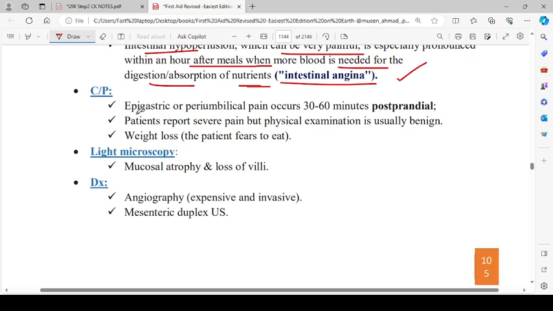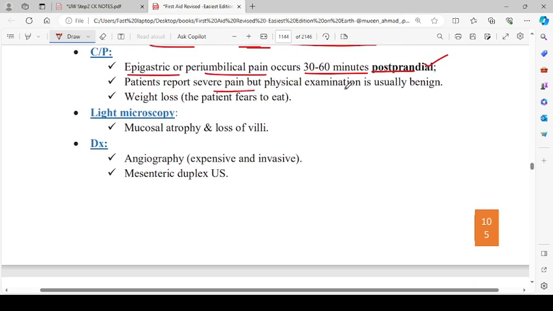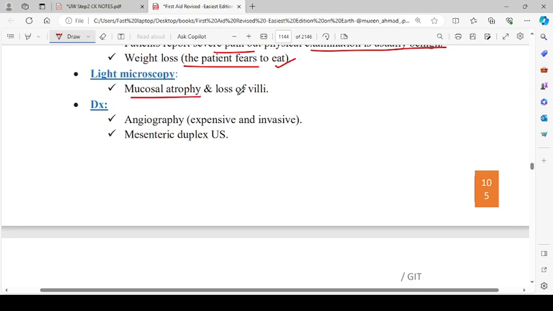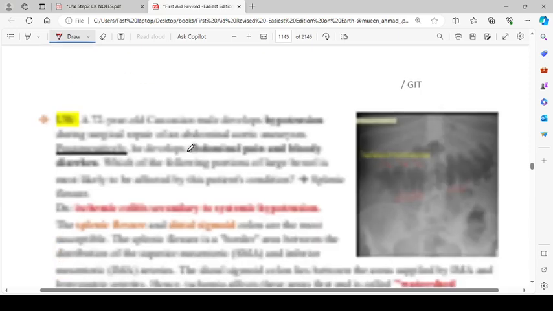The clinical presentation is epigastric or periumbilical pain that occurs 30 to 60 minutes postprandial. Patients report severe pain, but physical examination is usually benign. Weight loss, the patient fears to eat. Light microscopy: mucosal atrophy and loss of villi. The diagnosis is angiography, expensive and invasive, and mesenteric duplex ultrasound.